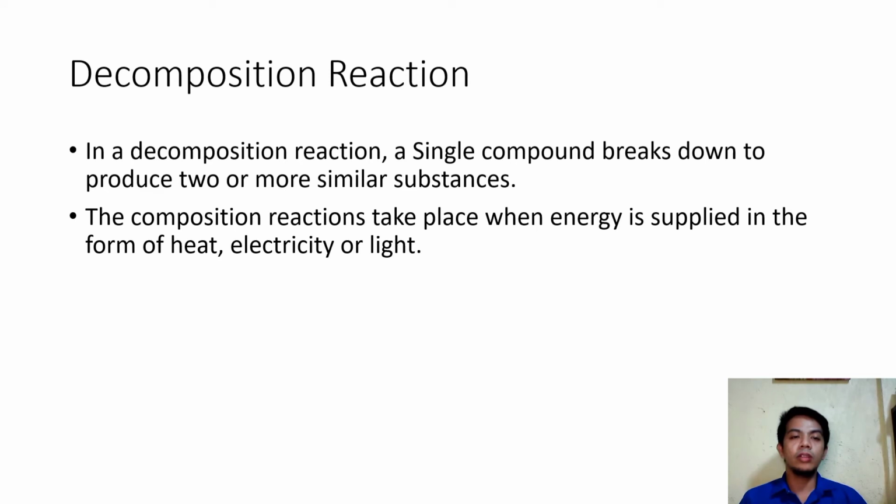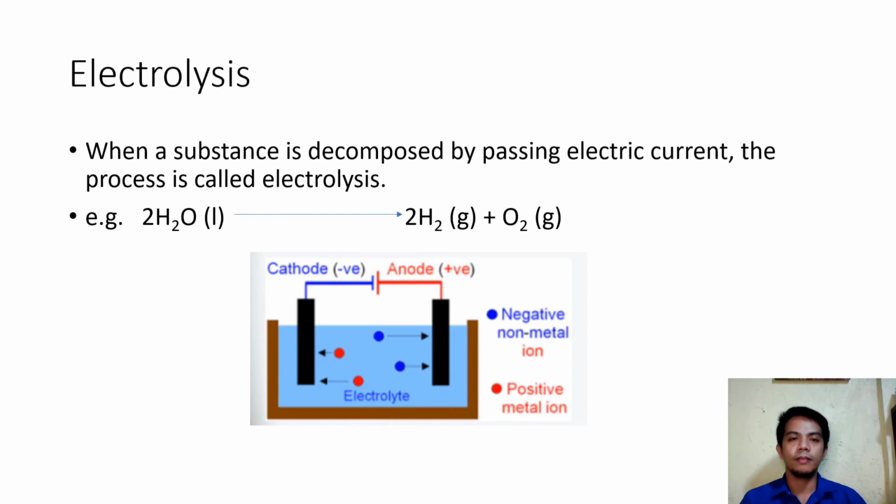Now let's proceed to decomposition reaction. In a decomposition reaction, a single compound breaks down to produce two or more simpler substances. The decomposition reaction takes place when energy is supplied in the form of heat, electricity, or light. So the first kind of decomposition reaction is electrolysis. When a substance is decomposed by passing electric current, the process is called electrolysis.